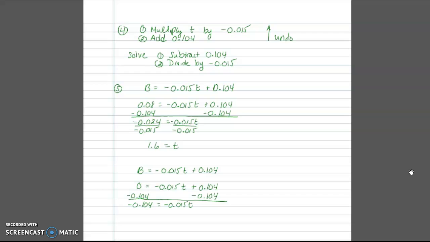And then to undo that multiplication, I will then divide, and do the same thing on the other side. And again, I should expect that I have a positive value for t. And I should expect it to be longer, or more time, than in the first case because we want the blood alcohol content to be lower, so we need more time for that to happen. When I divide, I have a 6.9. I rounded that to the nearest tenth, so about 6.9 is equal to t.